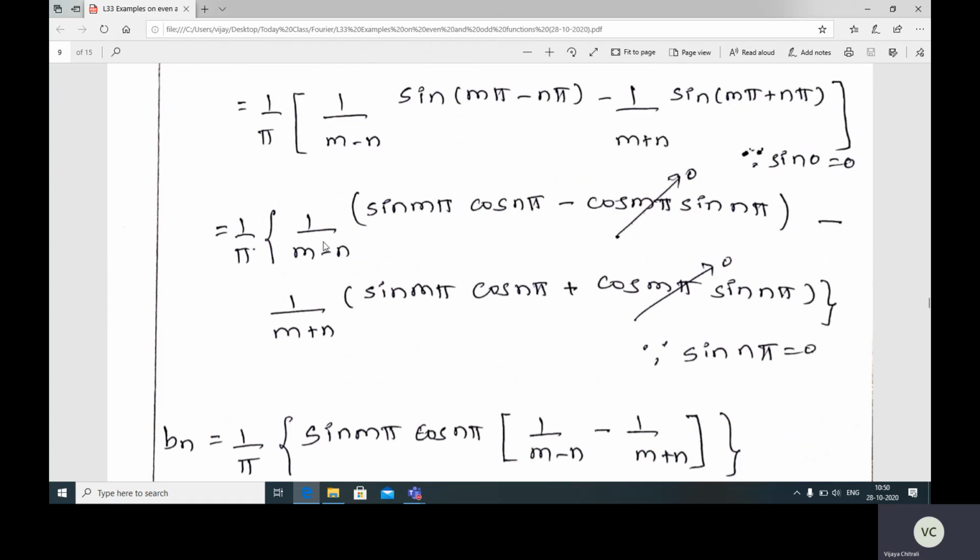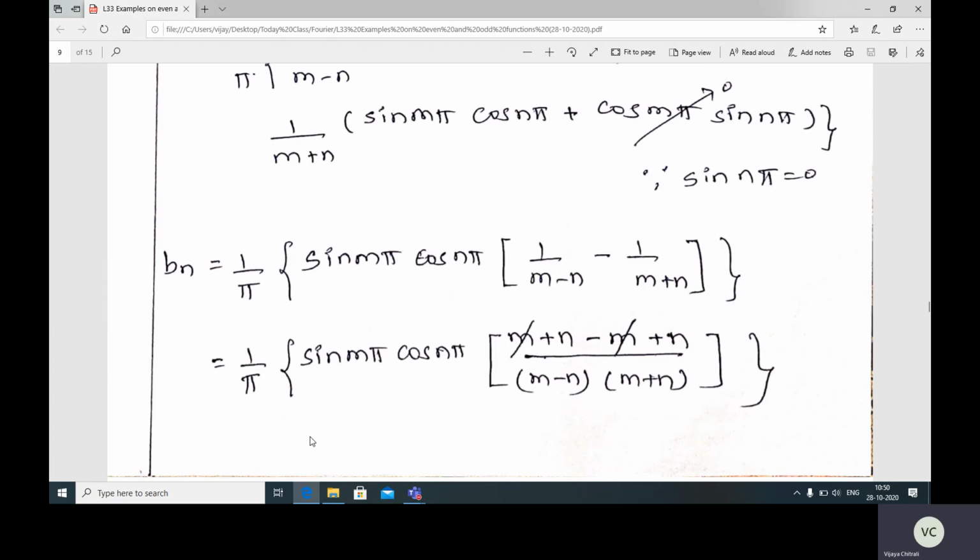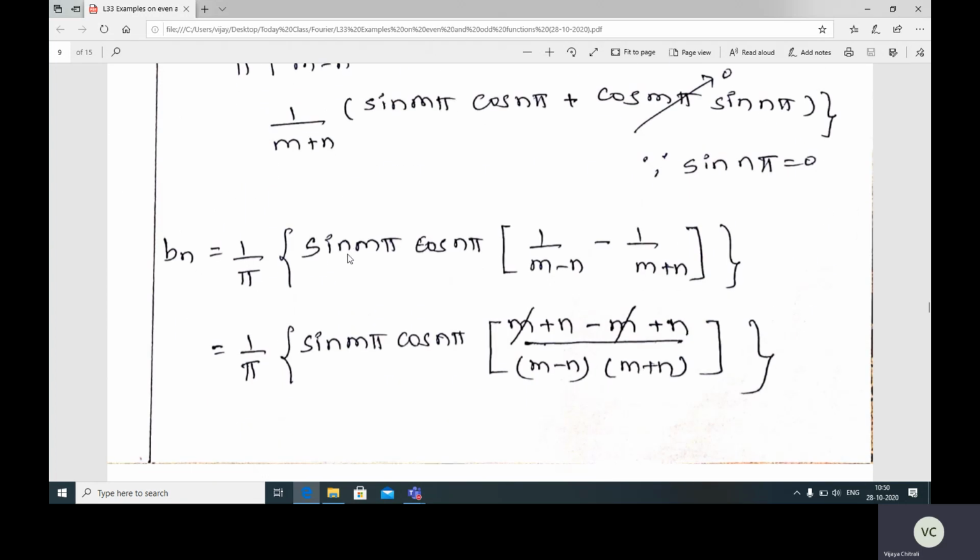So 1 by pi, this is as it is, 1 upon m minus n, [sin m pi cos n pi minus cos m pi sin n pi] minus 1 upon m plus n, [sin m pi cos n pi plus cos m pi sin n pi]. So we have a standard result, sin n pi is 0, so these two terms are 0. And this sin m pi cos n pi is common for both the terms. So we'll get the next step as bn is equal to 1 by pi sin m pi cos n pi [1 upon m minus n minus 1 upon m plus n], because this is common for both the terms.